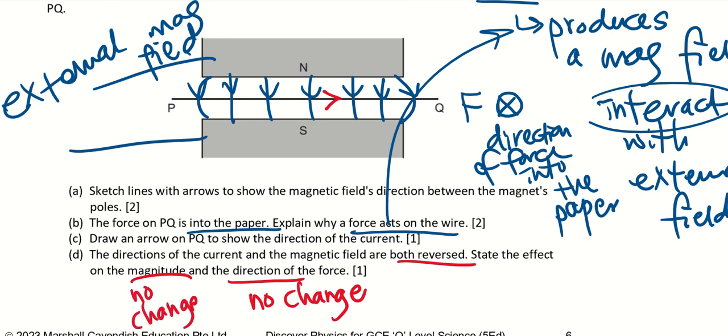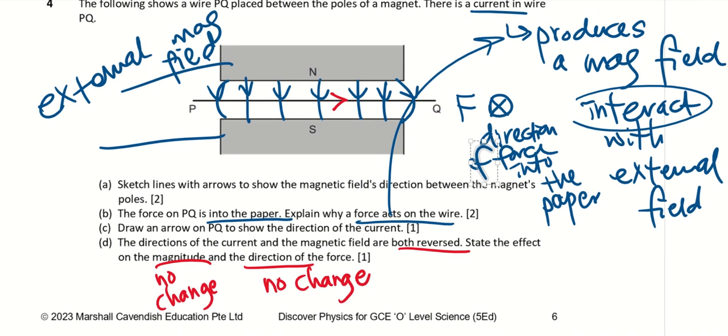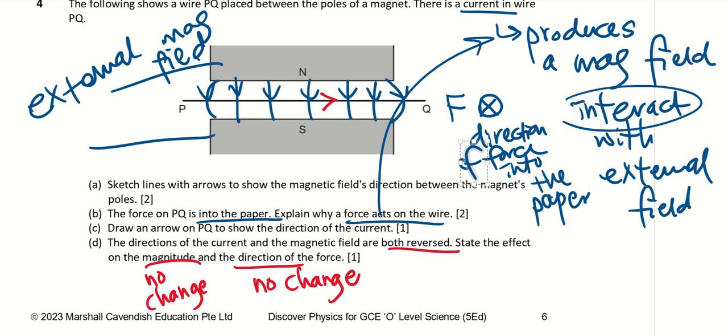What can cause a change in magnitude? A stronger current, because a stronger current produces a stronger magnetic field, so there will be more interaction, and also a stronger external magnetic field, and then there will be a stronger interaction. But in this case, because the direction of the current and magnetic fields are just reversed, there's no change in the magnitude. So this is question 4.